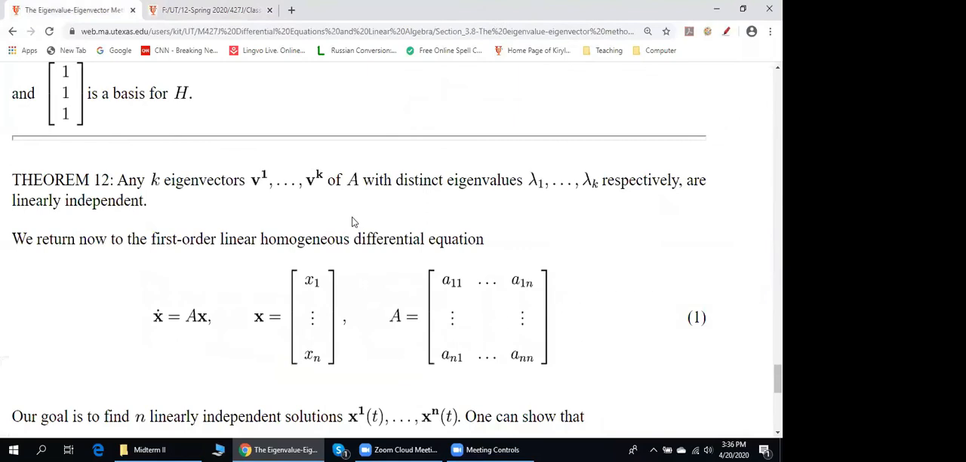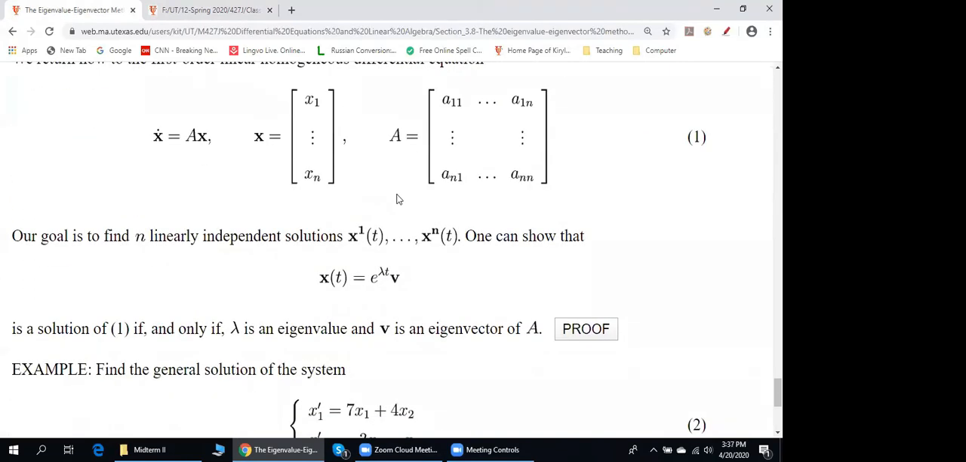It turns out that eigenvectors and eigenvalues allow us to solve these systems in a very different way. Here is the most important formula. X of t, a particular solution of our system, can be written as e to lambda t times v, where lambda is an eigenvalue and v is an eigenvector from the corresponding eigenspace.